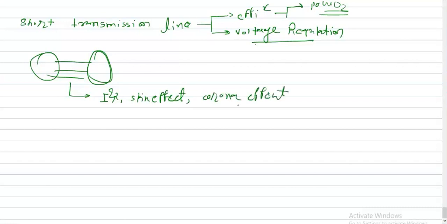right. So these are a number of effects which cause power loss, or you can say I square R loss. So the same power cannot be received at the receiving end. So there is again power loss in the transmission line. The term efficiency means output power by input power. So this efficiency and voltage regulation are some of the parameters which decide the performance of this short transmission line.